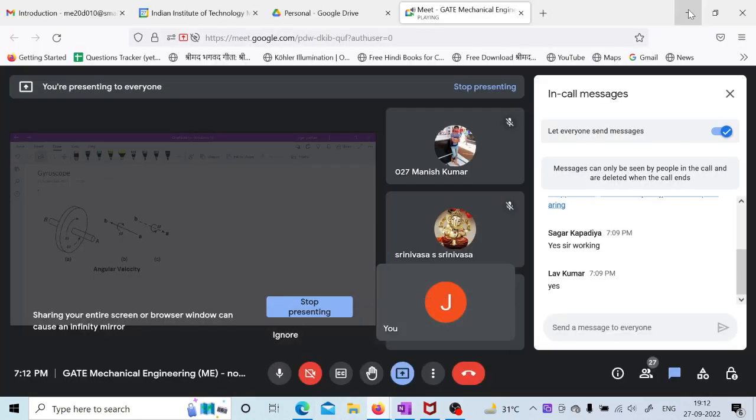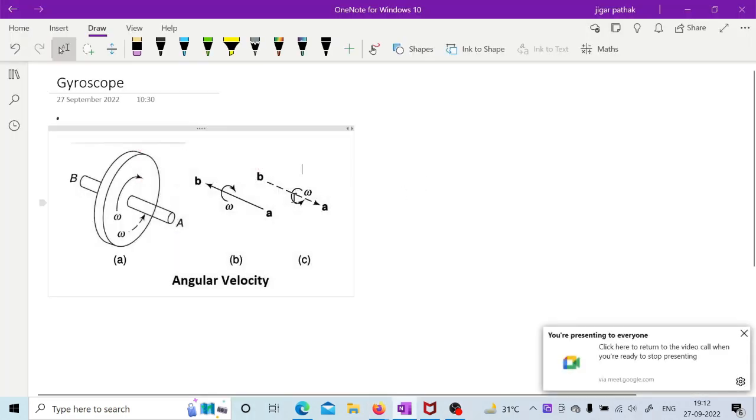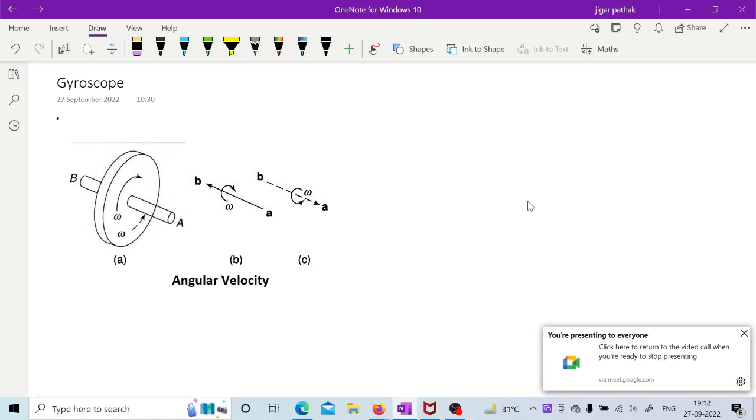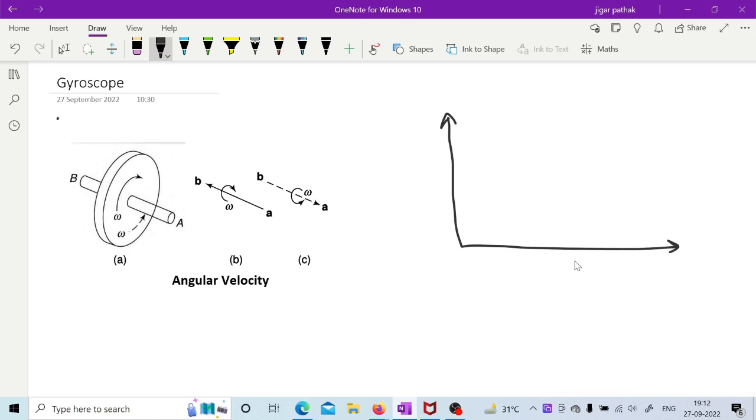So today we will start with gyroscope. Gyroscope has come from the gyroscopic effect. We will see what the gyroscopic effect is. The gyroscopic effect will come into picture whenever you have any rotating element. Suppose this is a disc. It is having rotation about this particular, let us say, x axis. Let us say this is the y axis.